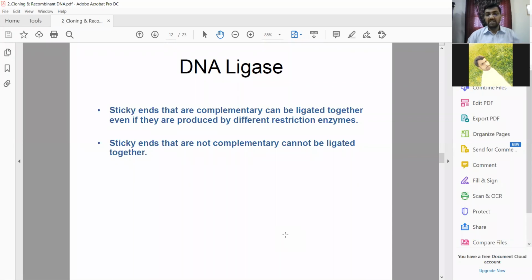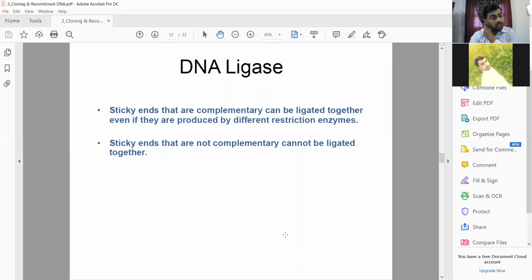Sticky ends that are complementary can be ligated together, even if they are produced by different enzymes. It means that if we are using two different restriction enzymes, but the overhangs produced, either 5' or 3', have complementary bases, certainly they would ligate together, but the palindromic sequence would be disturbed, and in future there would be no restriction site available at this point. While if there is no complementarity between the sticky ends after restriction enzyme treatment, then there would be no ligation taking place between the two strands.